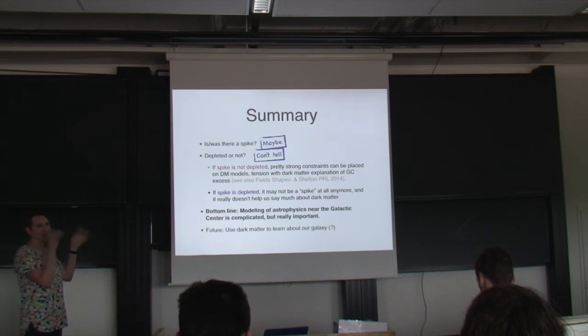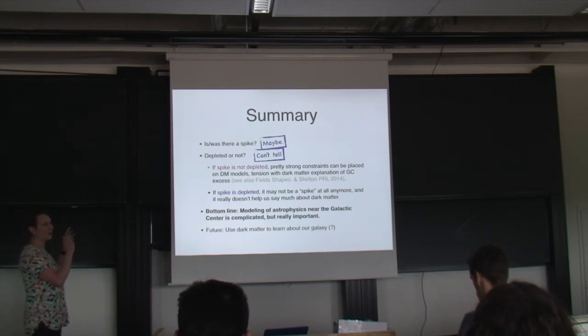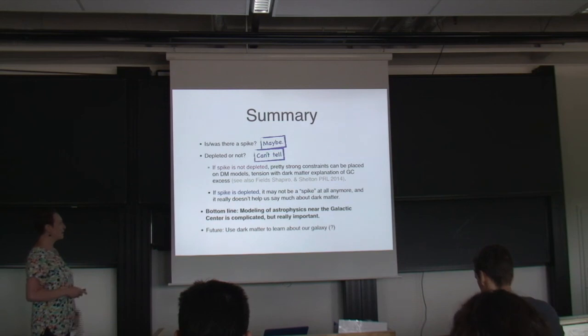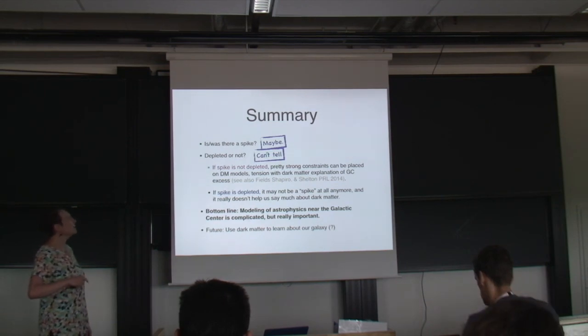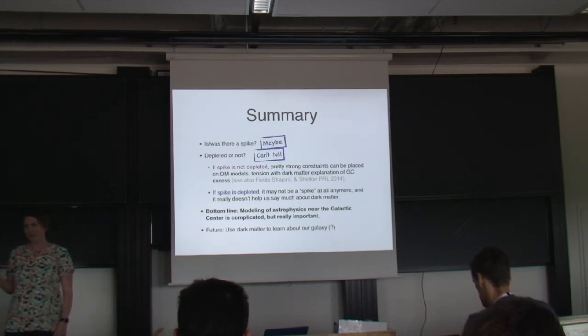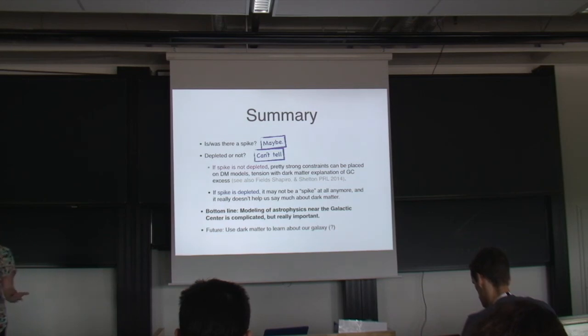So that tells you that this is a very strong probe of what's going on in the spike if we do have a dark matter model. If the spike is depleted, though, first of all, it may not be. In most of the parameter space, it's not really a spike at all anymore. And it really doesn't help you say much about dark matter in the inner region.